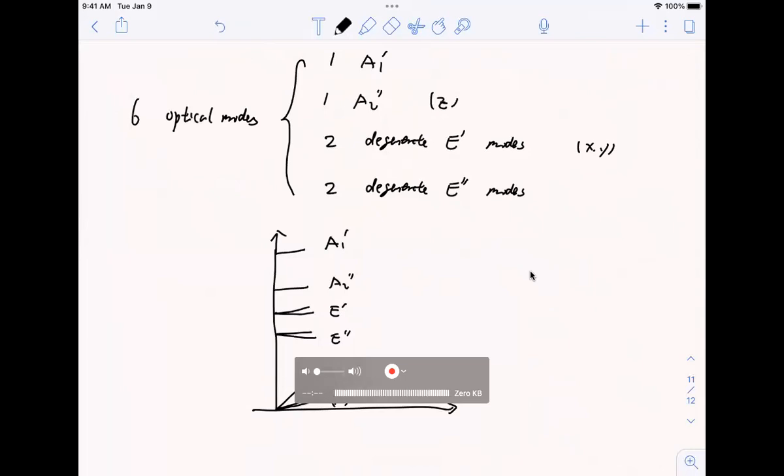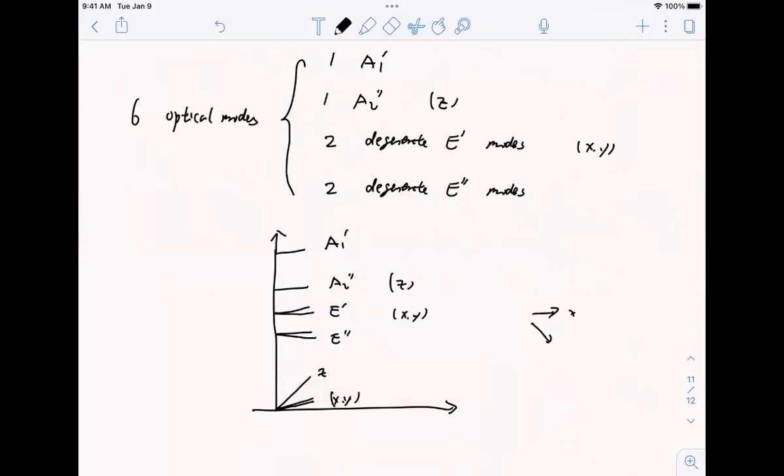This A double prime will be Z. This E prime will be XY. So you will expect this one will vibrate in the XY plane. This one will vibrate in outer plane. Okay. So this is what you can see from the character table.